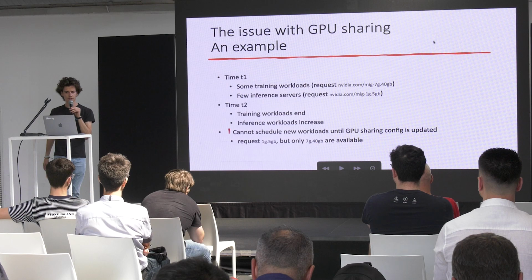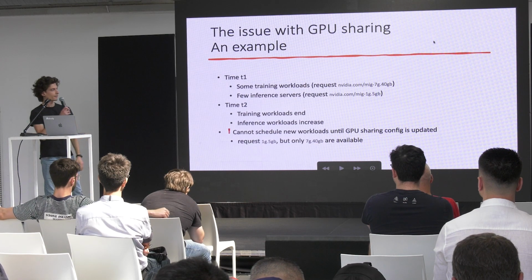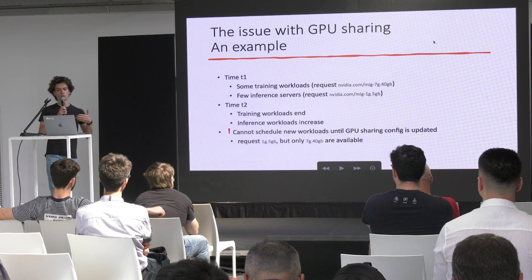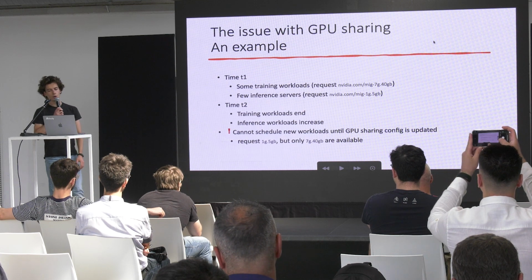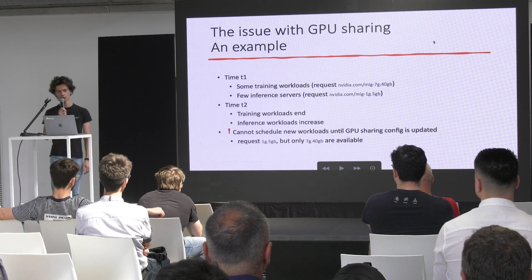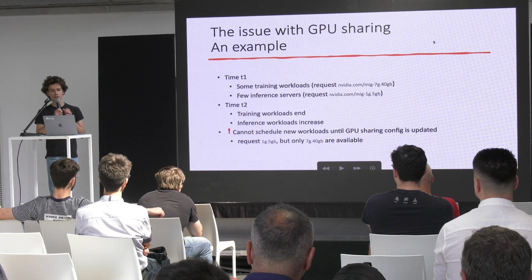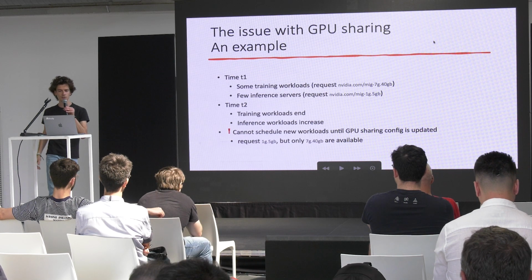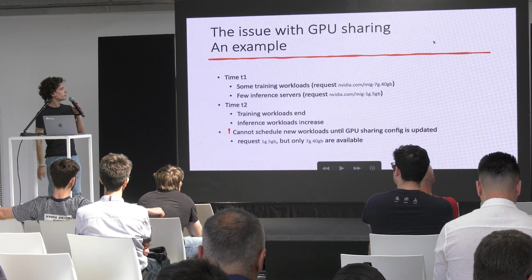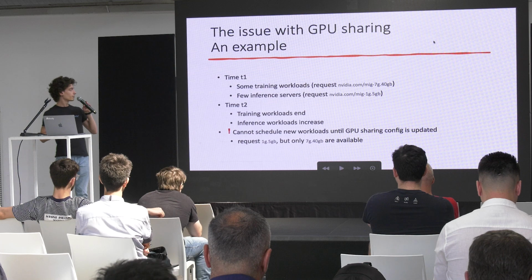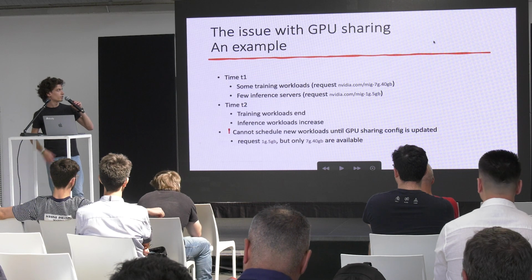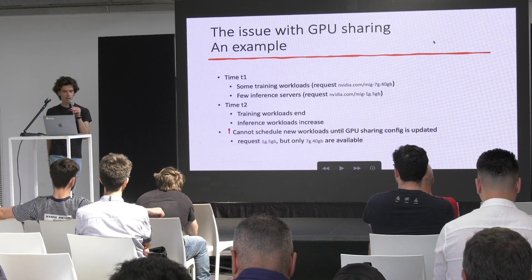So here's an example to make this a bit more clear. Let's say that at time T1, I have some training workloads on my cluster. I'm running training of big models. I need a lot of GPU memory, so I configure my GPUs to expose big slices with 40 gigabytes of memory. And I also have, for some reason, some inference servers on the same cluster. Maybe I'm doing some tests, and I just require little GPU memory, so I expose just a few 5 gigabyte memory slices. So I have many 7g.40gb slices and just a few 5 gigabyte slices.